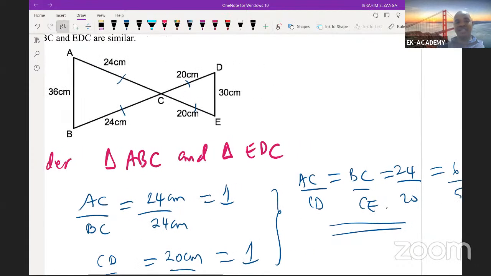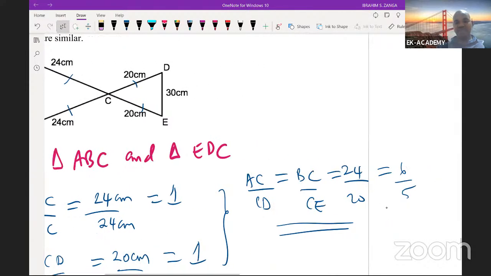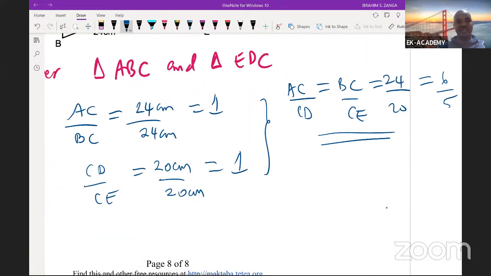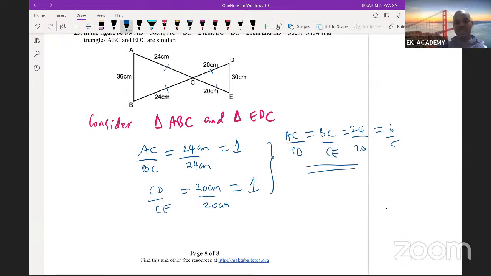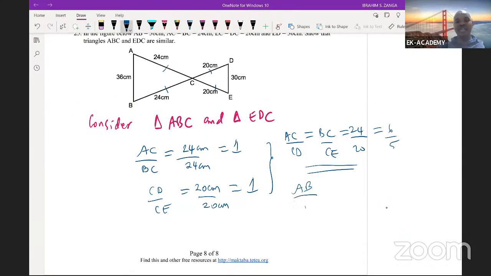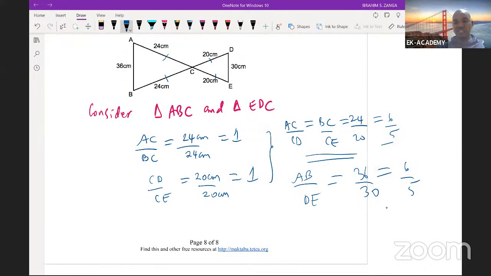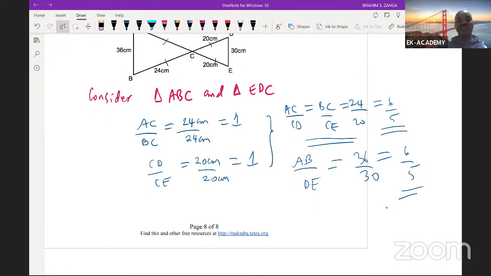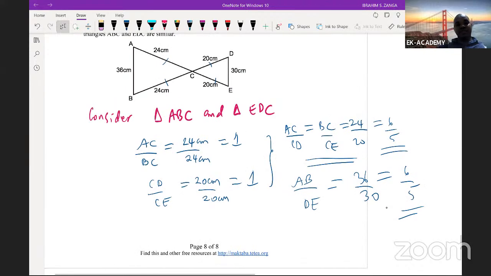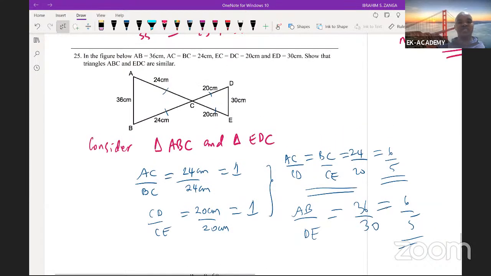And when you take 36 over 30, that is AB over DE, dividing by 6, here will be 6, here will be 5. So you can see that we have a constant ratio here. And because we have a constant ratio, that is one of the factors to conclude that triangle ABC is similar to triangle EDC.